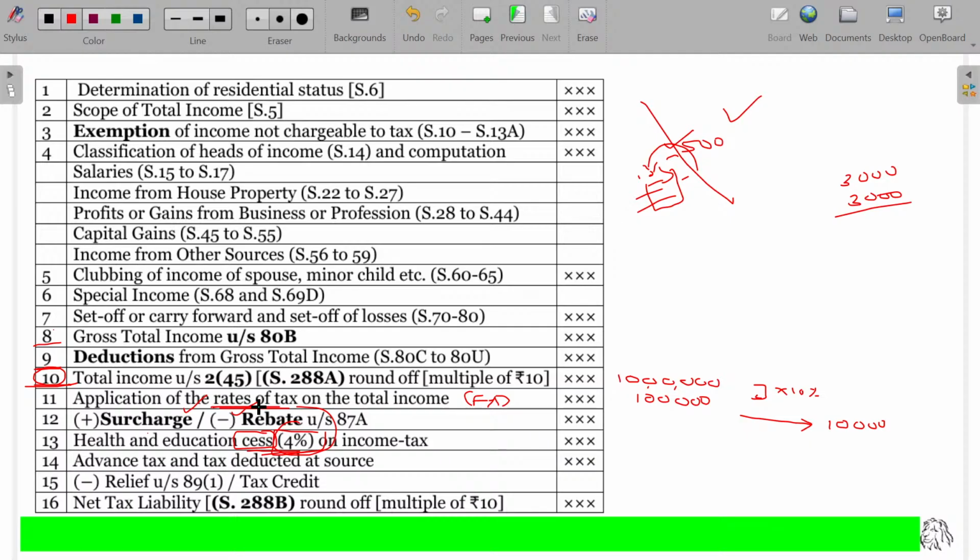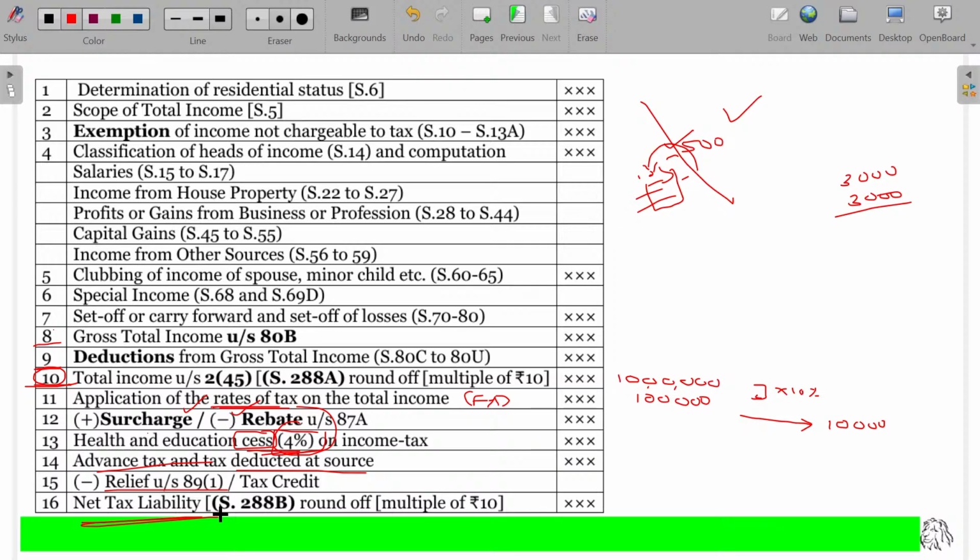Anyhow, you understand 4% will always be added over the regular tax, which is the cess. Tax can be used for the government's spending. Cess is for the special purpose. Only for these two purposes they can use it, for higher education, research, and all. And from there, we have to subtract the advance tax, TDS, TCS, and all. Some relief will be given. So the final net tax liability will be payable.